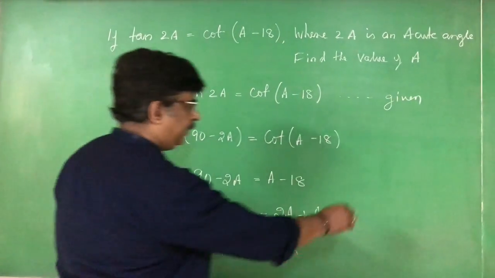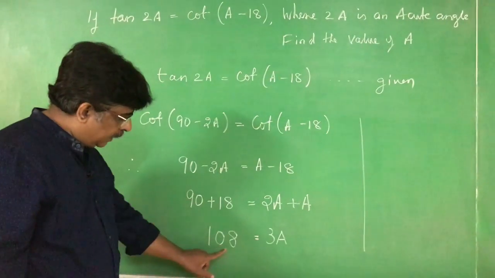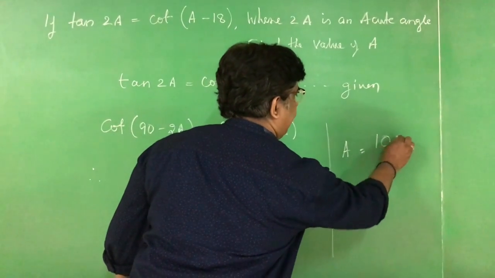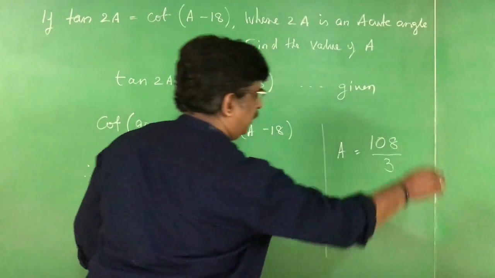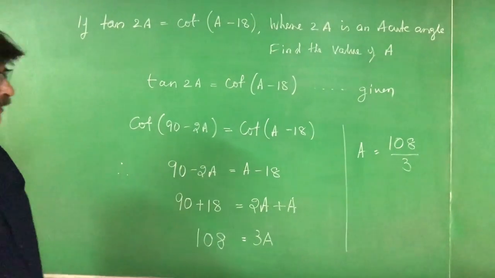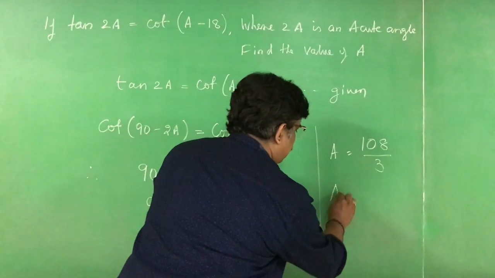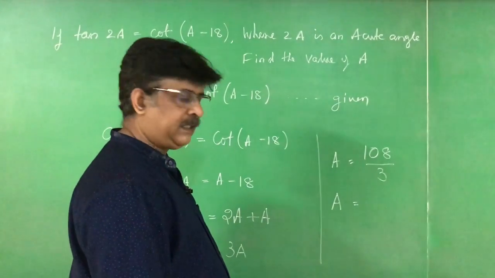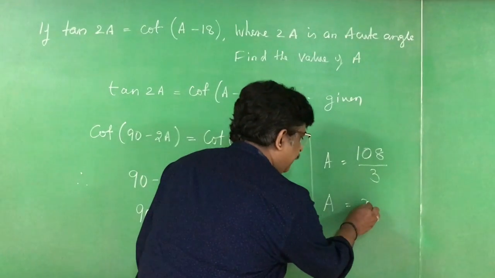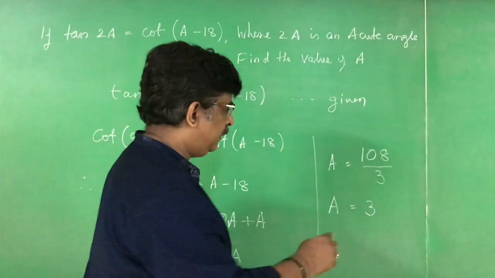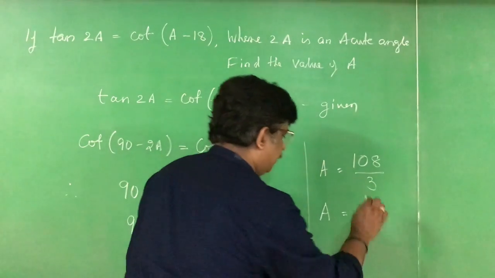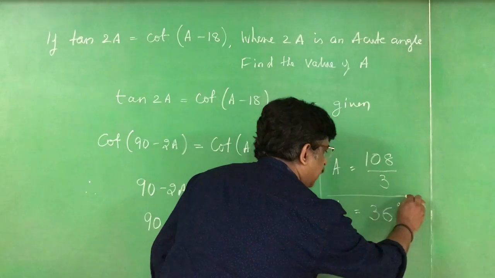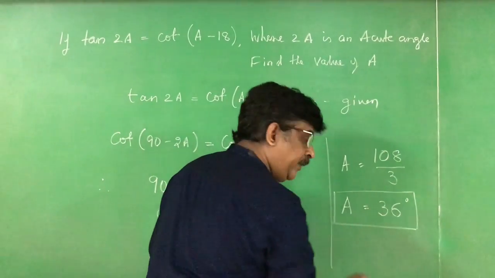Now I write it here also. If 108 is equal to 3A, then A is equal to 108 by 3. Now I have to cancel. You can cancel, no? 108 by 3. 3 3s are 9, 1 is left, 18. 3 6s are 18. A is equal to 36 degrees. The value of A is equal to what? 36 degrees. We cross verify.